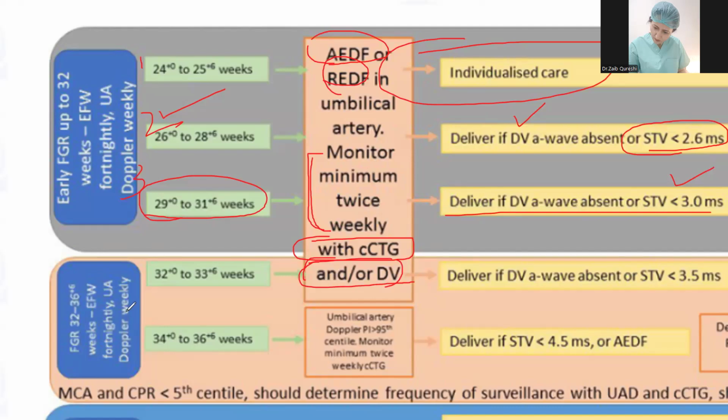All right. Then there is late FGR. In late FGR, we will do biometry fortnightly, but Doppler weekly. Okay, estimated fetal weight means biometry fortnightly and Doppler weekly. Okay, now we will categorize women into two sets. One set of women is 32 to 33 plus 6 weeks.